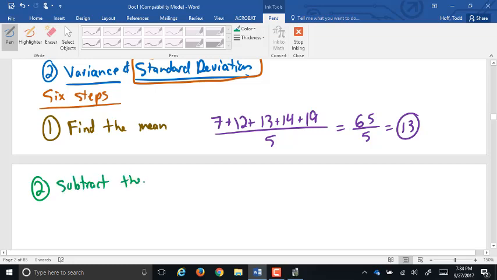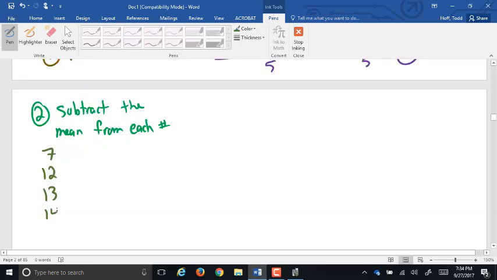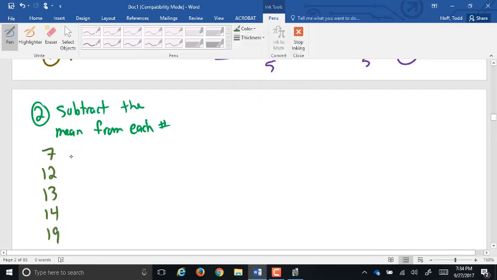To subtract the mean from each number. What do I mean by that? Well, our numbers are 7, 12, 13, 14, and 19. We are going to subtract the 13 from each.